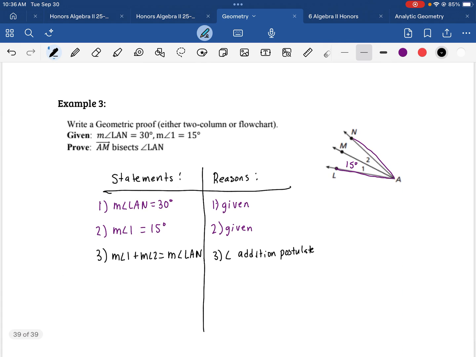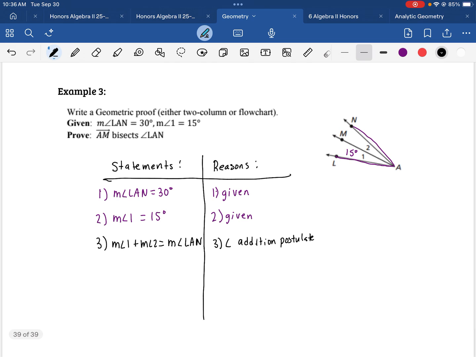Okay, once we know that, we do know the measure of angle 1 from right here, so we can substitute that in. So we know 15 degrees plus the measure of angle 2 equals the measure of angle LAN. And this would be by substitution.